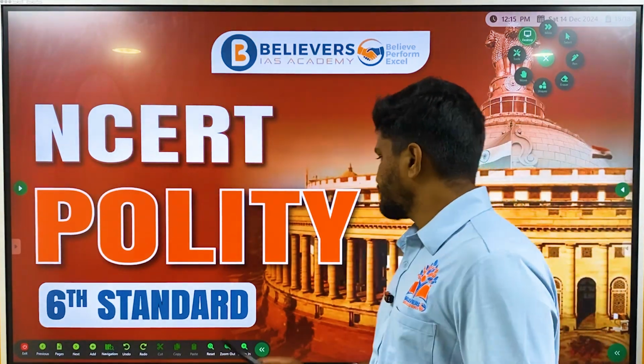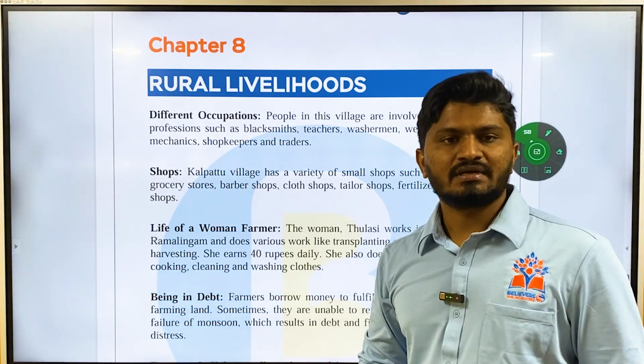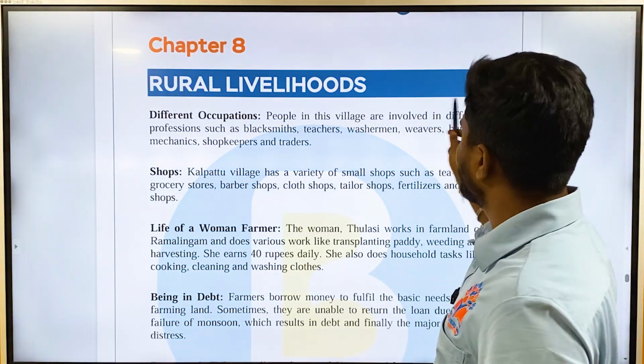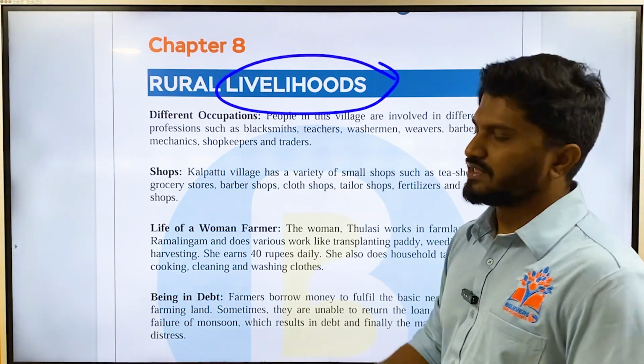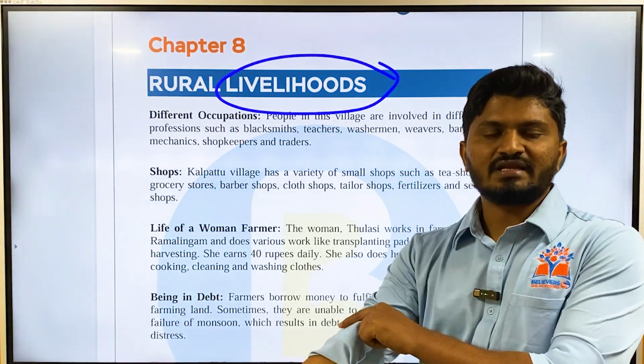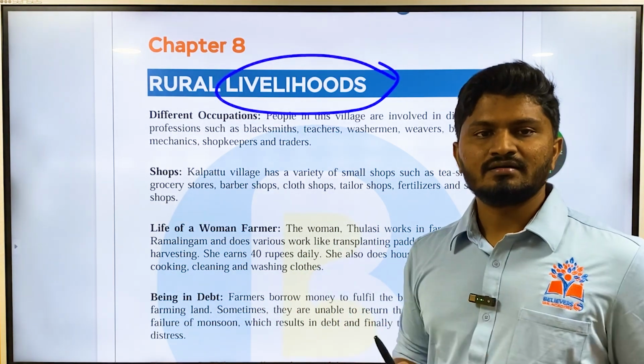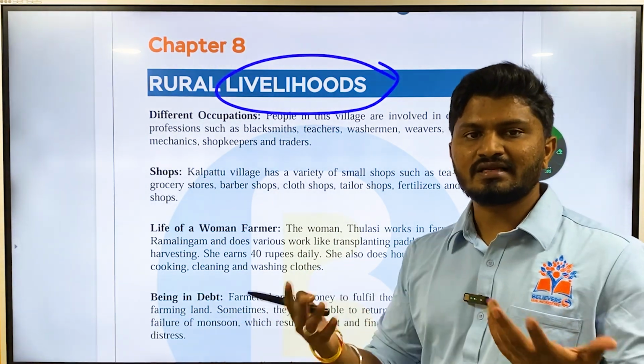So in 6th standard, chapter number 8 and chapter number 9 deal with livelihoods. What is livelihood? Livelihood is nothing but something to gather for their life, like any work from which they get paid. With the amount they get paid, they run their livelihood.